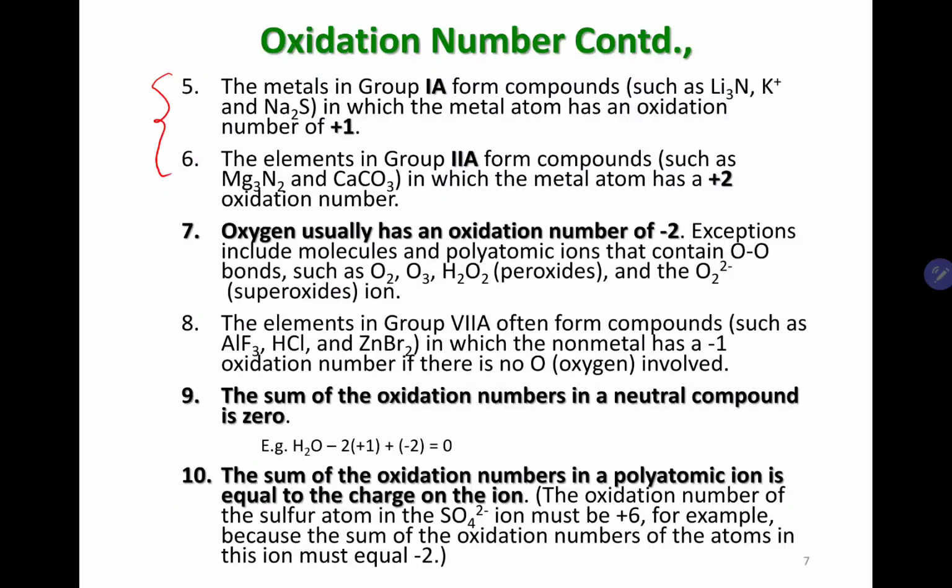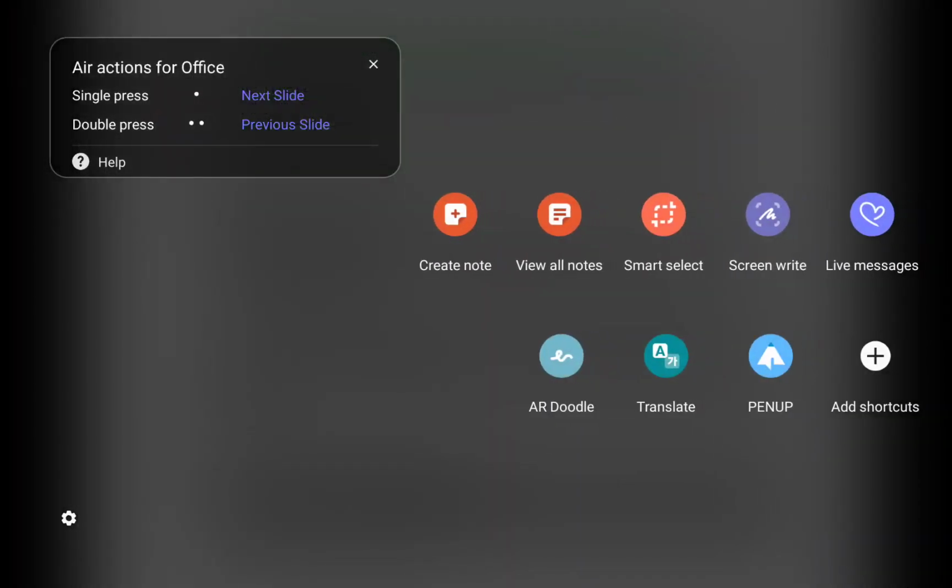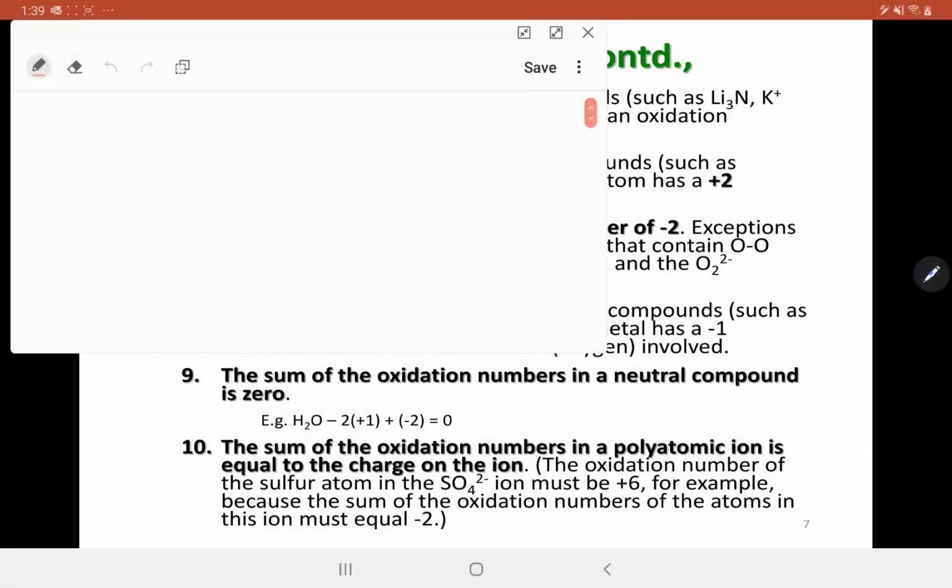So according to rule number 5, let me go to a note and it will be easier for me to discuss from a note. If you have a group 1a metal, by now you should know what group 1a metals are. It could be lithium, sodium, potassium, rubidium, cesium. Here are the group 1a metals, and they are group 1a, so you know how many valence electrons they have.